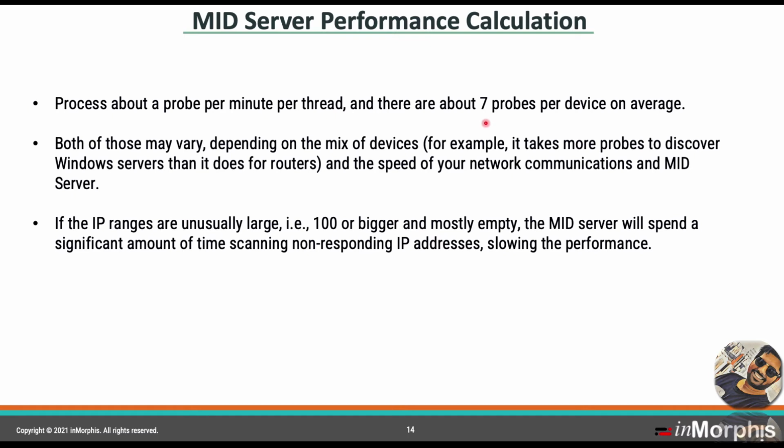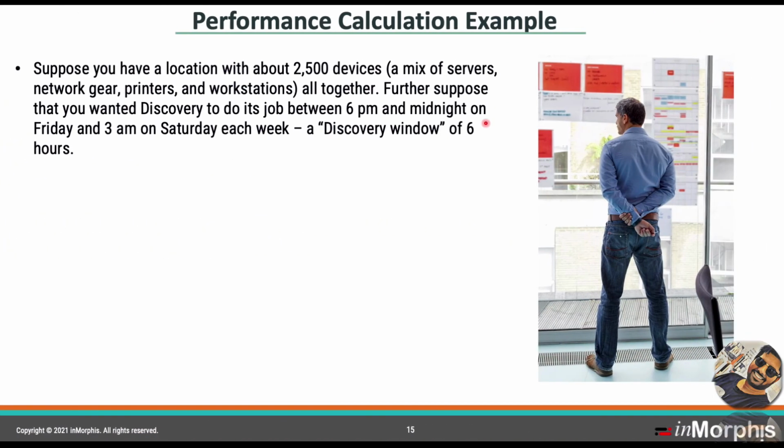In the next slide, we are going to see one important performance calculator. It's an example. Let's say in Morpheus we have 205,000 devices, and those devices are a mix of servers, network gear, printers, and workstations all together. Now I want to discover them, but I have a restriction.